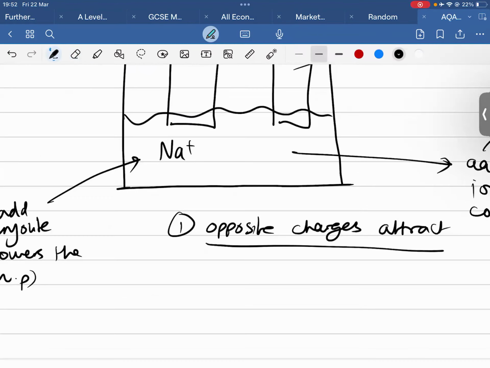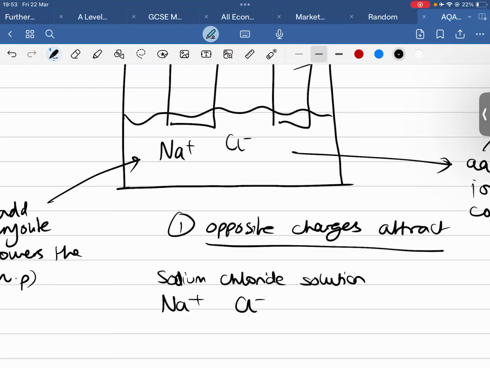Sodium chloride solution has these ions. Sodium is group 1, so it's got Na plus. Chloride is group 7, so it's got Cl minus. But water is H2O, so it has H plus and OH minus. So every time it's in solution, you have to also think about those.